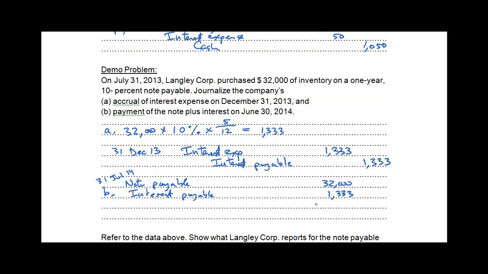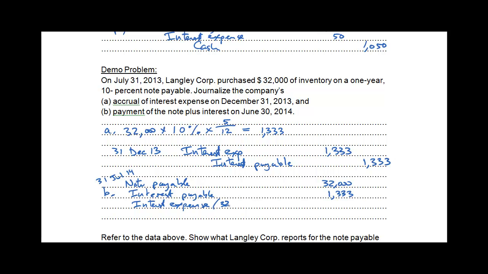And that's that guy there. Okay, but we've also had the use of this money for 7 months in 2014, so we have to record a debit to interest expense, and that'll be 32,000 times 10% times 7 divided by 12.